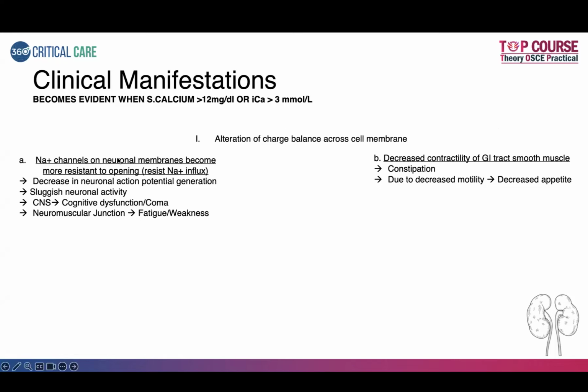Sodium channels on the neuronal membranes become more resistant to opening. That is, they resist sodium influx. That causes a decrease in neuronal action potential generation, leading to sluggish neuronal activity. It can manifest as cognitive dysfunction, confusion, stupor, or in the worst case scenario, even coma. And from a neuromuscular junction perspective, they can present with fatigue or generalized weakness.